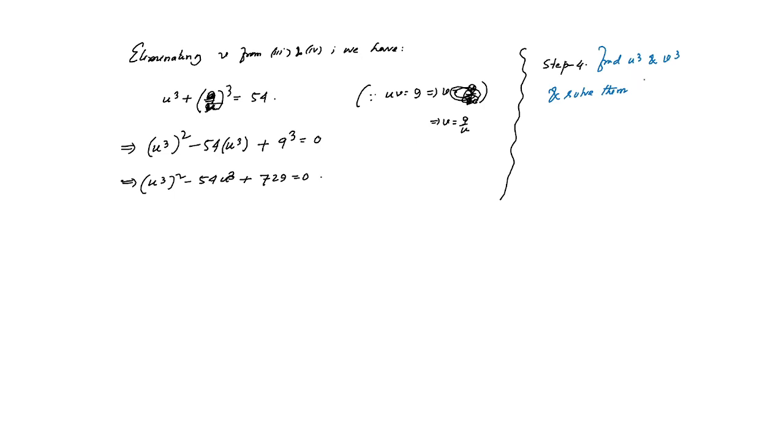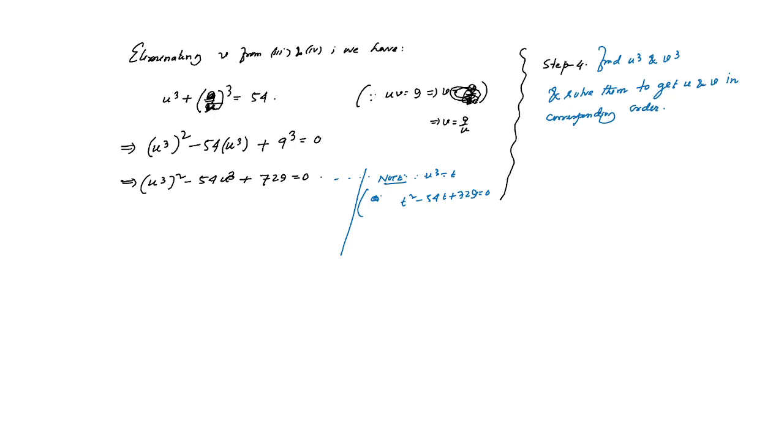To get u and v, in corresponding order. So now we will solve this problem. Here you just consider, this is the rough work. Note, we just consider u cube equals to t. So in that case, the equation will be t square minus 54t plus 729 equals to 0.